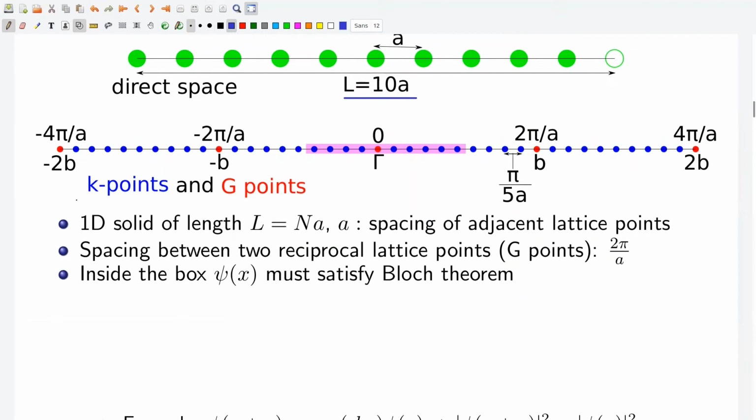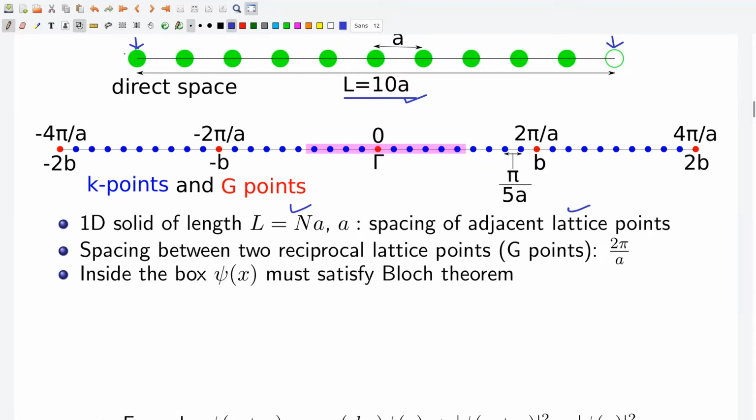Let us work with a 1D solid of length L equals n times A, where n is the number of lattice points and A is the spacing between the adjacent lattice points. In this diagram, n is equal to 10 such that L is equal to 10 times A. Note that the last point shown by the open circle is a periodic image of the first point.